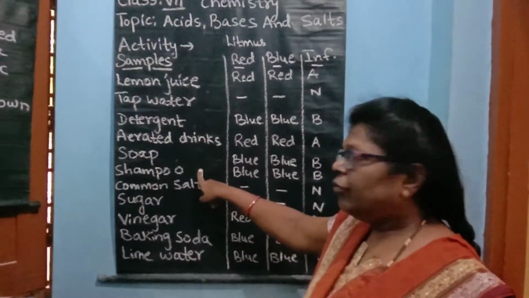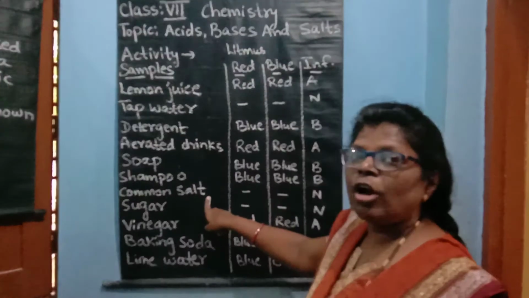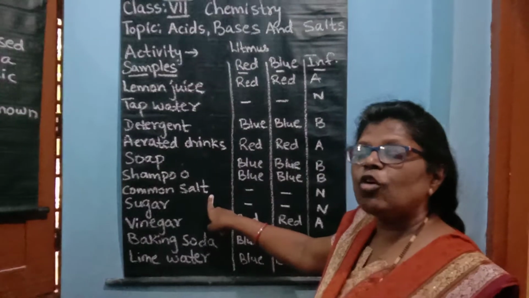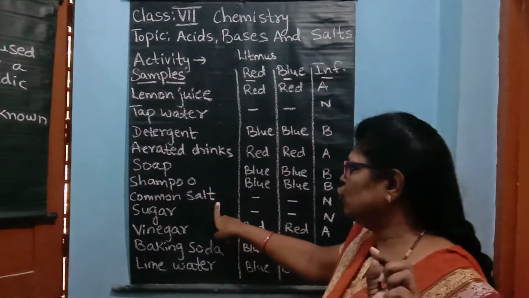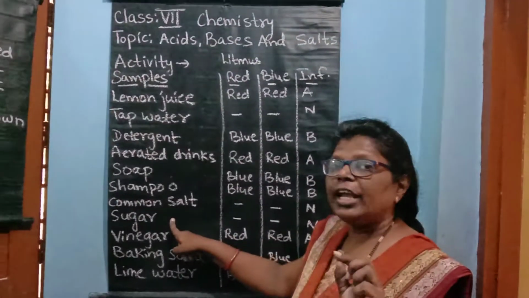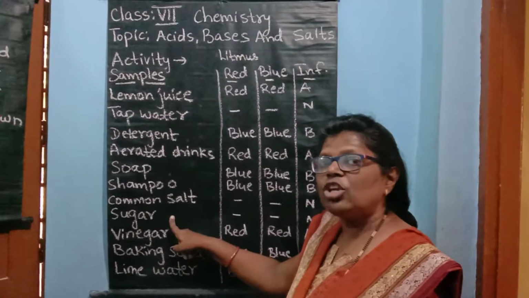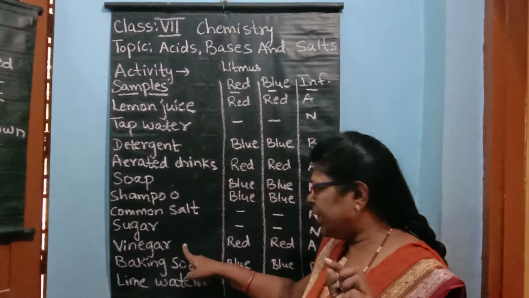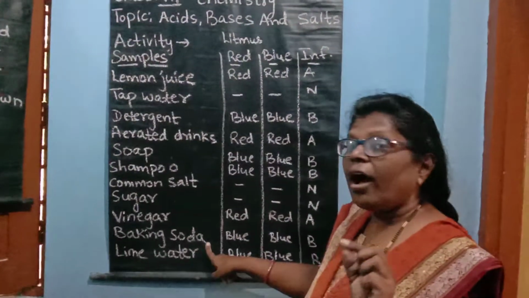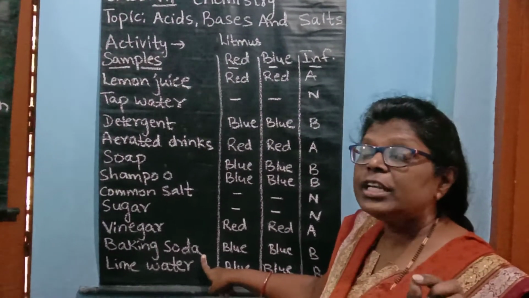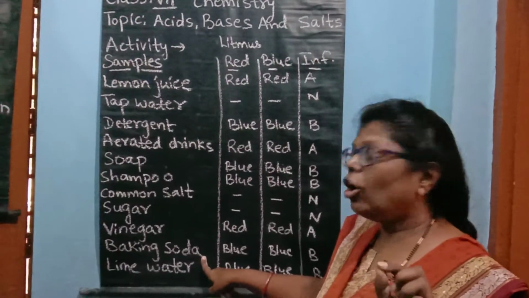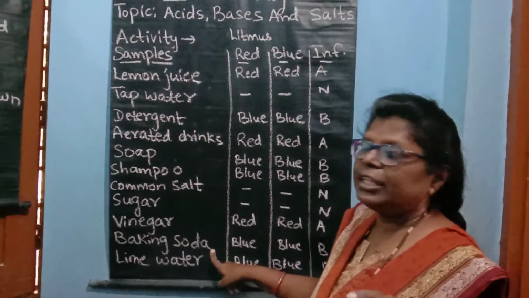Then shampoo. We have to take any shampoo. Common salt. Take a little quantity of common salt, dissolve it in distilled water, and keep the solution ready. Same way, you have to take sugar, dissolve it in distilled water, and make the solutions. Then vinegar, then baking soda. Again we have to take baking soda. We know it is in powder form, so you have to dissolve it in distilled water and make the solution.